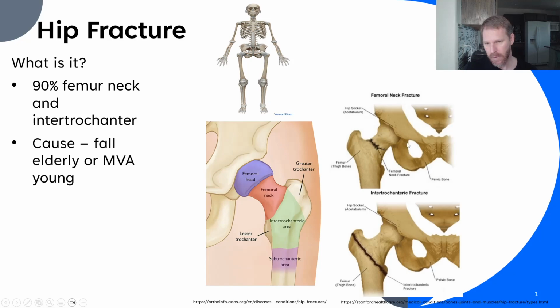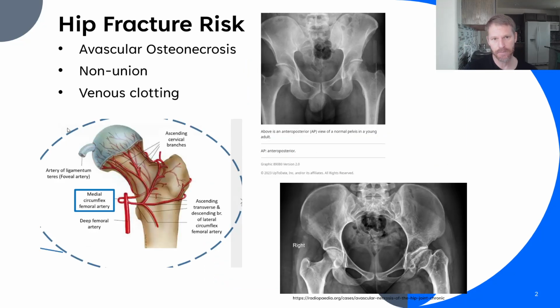So if you come over to the right, in these animations here, this is a fracture in the neck. Drop down one, we have it through the trochanter area. These are 90% of hip fractures. So the most common cause is a fall from an elderly person with osteoporosis, or a motor vehicle accident where the knee can hit the dashboard, etc.